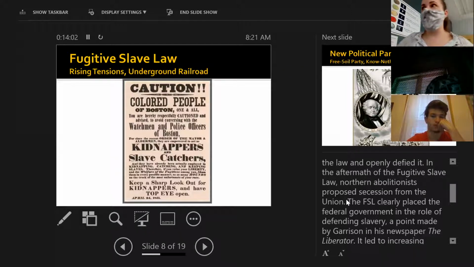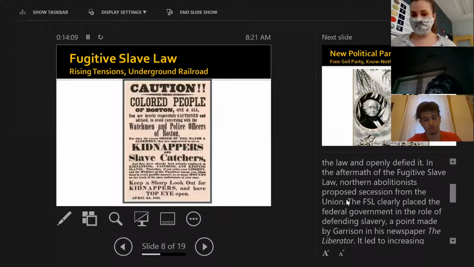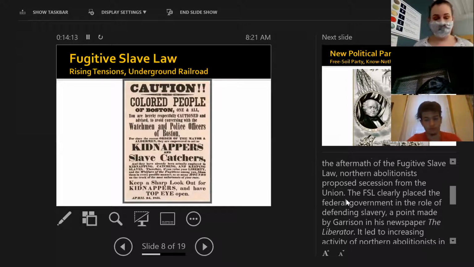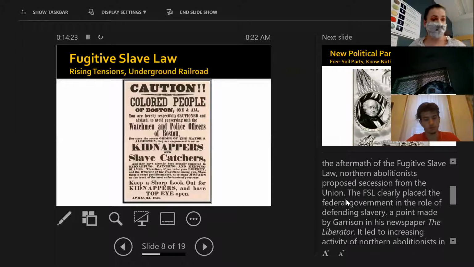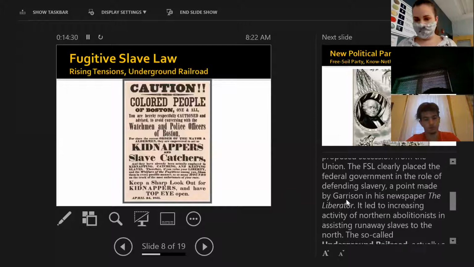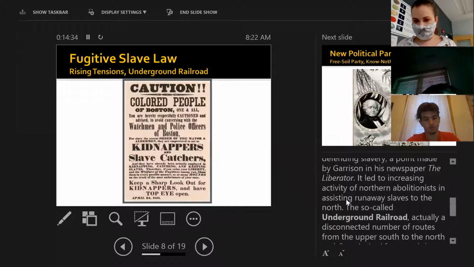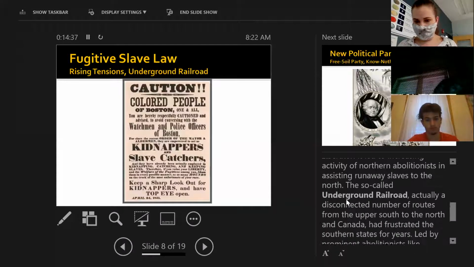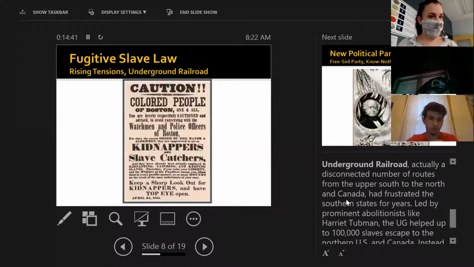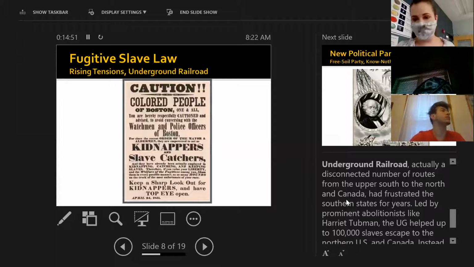People in the North actively detest this law. People in the North refuse to follow this law. And ironically, the North proposes that they secede from the South because of them making them practice this law. Because of this law, abolitionists had to find new ways of protecting enslaved people and helping them escape.